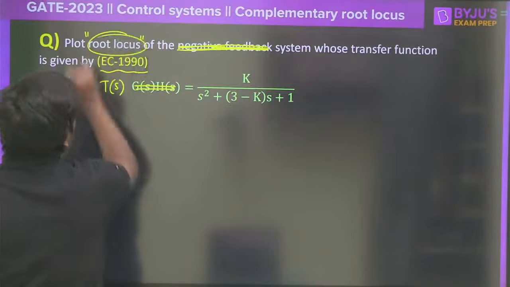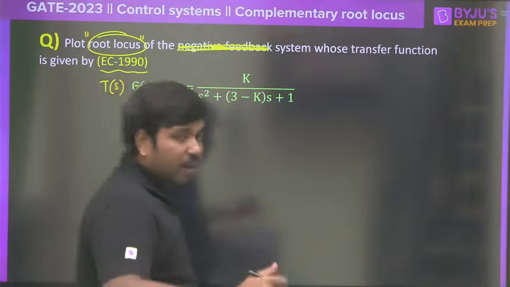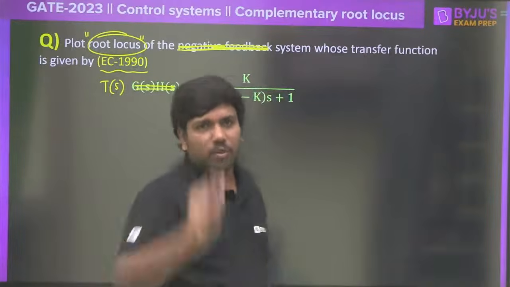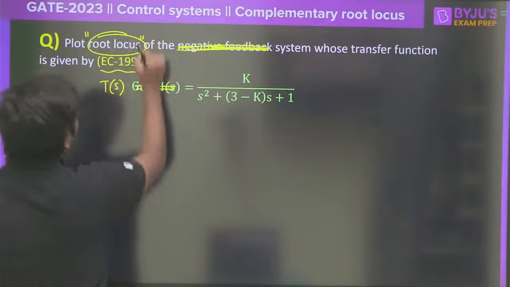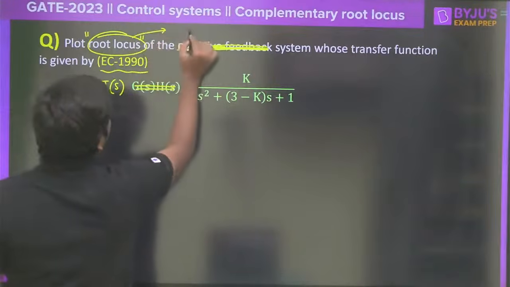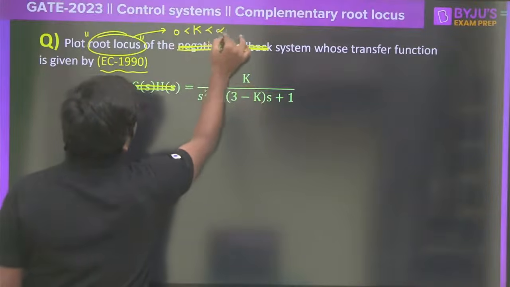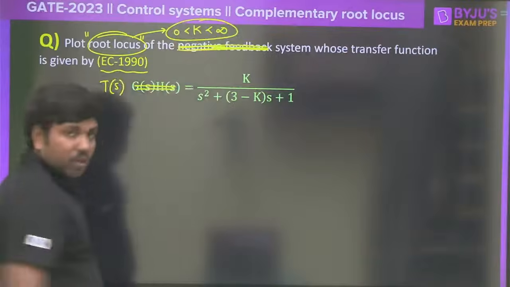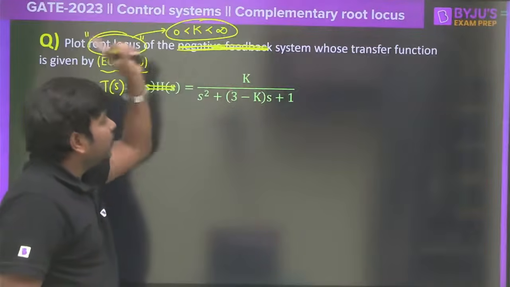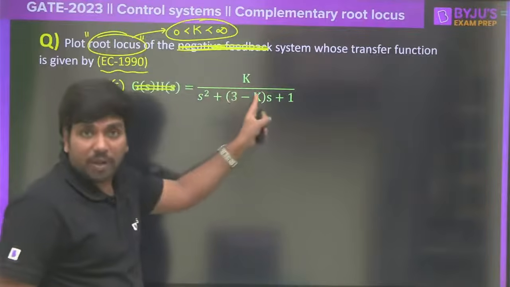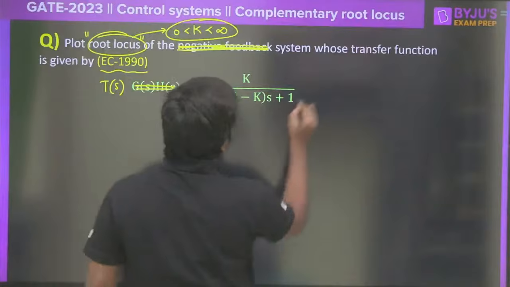But how can we understand whether we should draw the complementary root locus or direct root locus? That is the question from your side, as they have mentioned that it is a root locus. So I need to consider that yes, the k has to vary from 0 to infinity only. No doubt about that, 0 to infinity only. But look at whether this is positive feedback or negative feedback first. This is the overall closed loop transfer function.